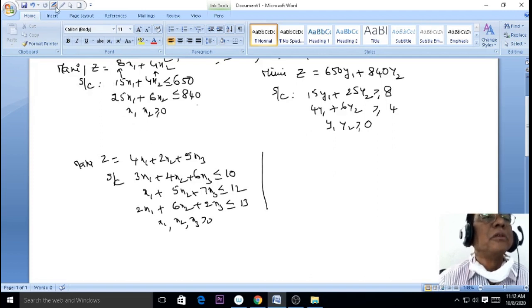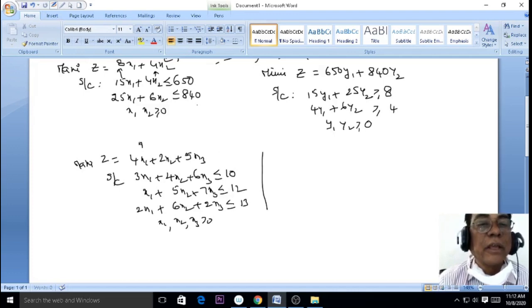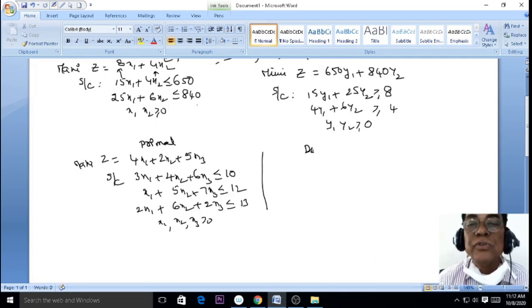Now come to this point. Here it is minimize. This point is called the primal. First you write down the primal. Next, write down the dual. Maximization is given, so write down minimization. Z is equal to; the values after the inequality symbols, 10, 12, 13, convert into objective function values: 10y1 plus 12y2 plus 13y3.